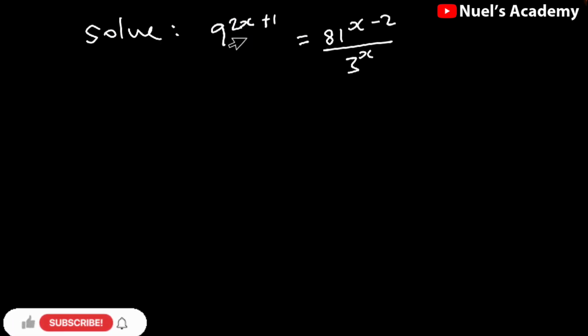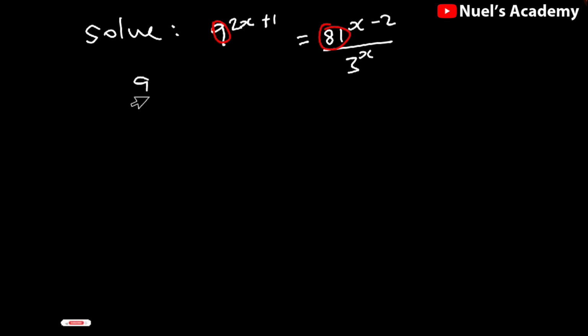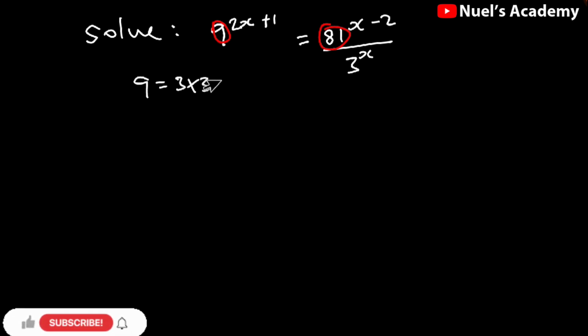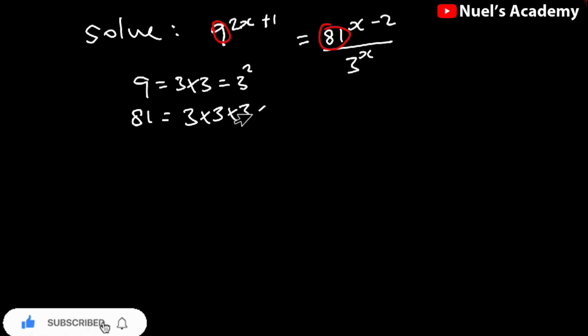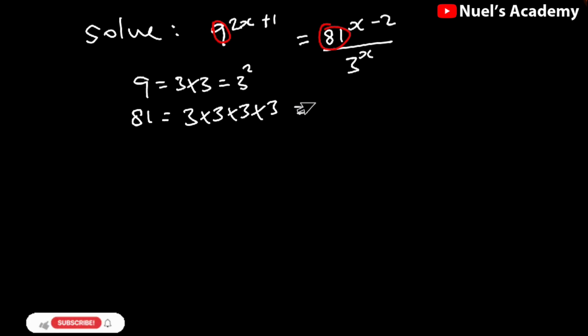Solve 9 raised to the power 2x plus 1 equal to 81 raised to the power x minus 2 over 3 raised to the power x. Now this 9 and 81 can be expressed as some powers of 3. So 9 is equal to 3 times 3, which is equal to 3 squared. So 81 is equal to 3 times 3 times 3 times 3. 3 times 3 is 9, 3 times 9 is 27, 3 times 27 is 81. So this is 3 raised to the power 4.